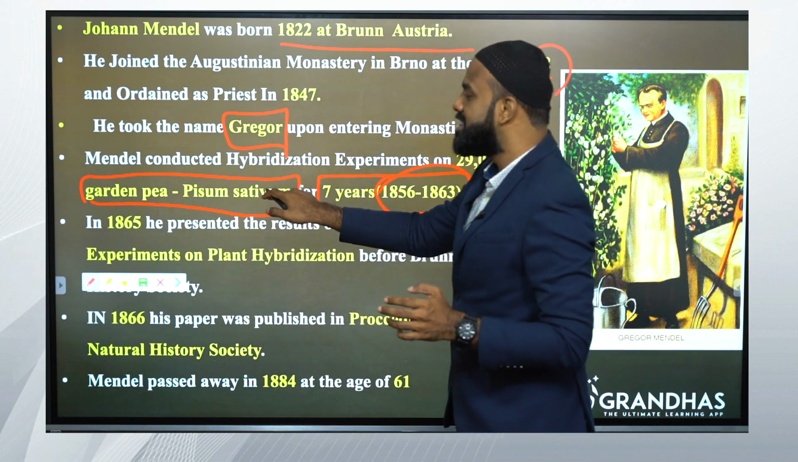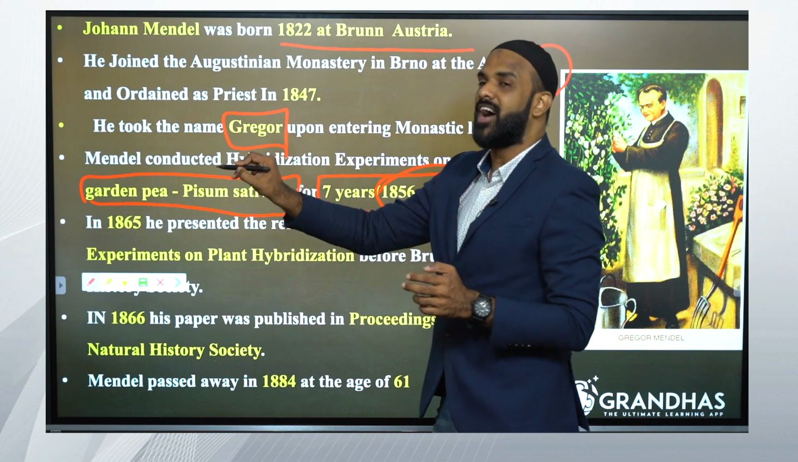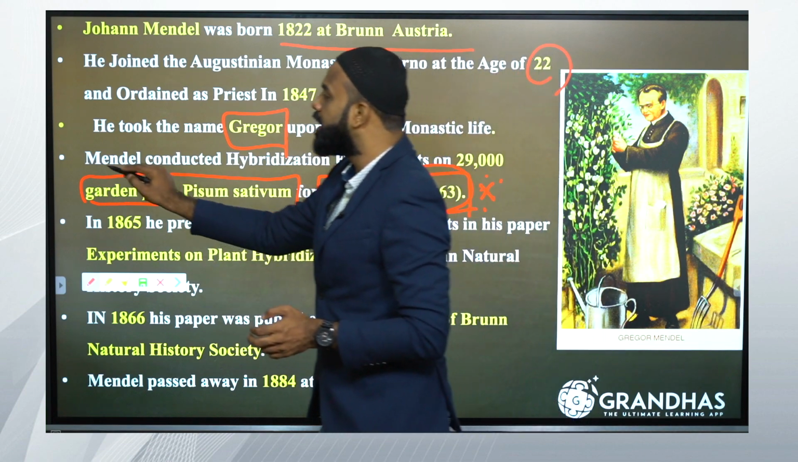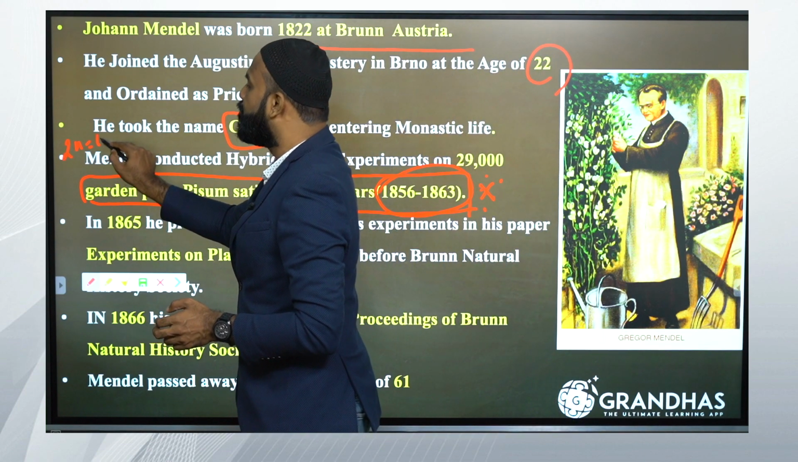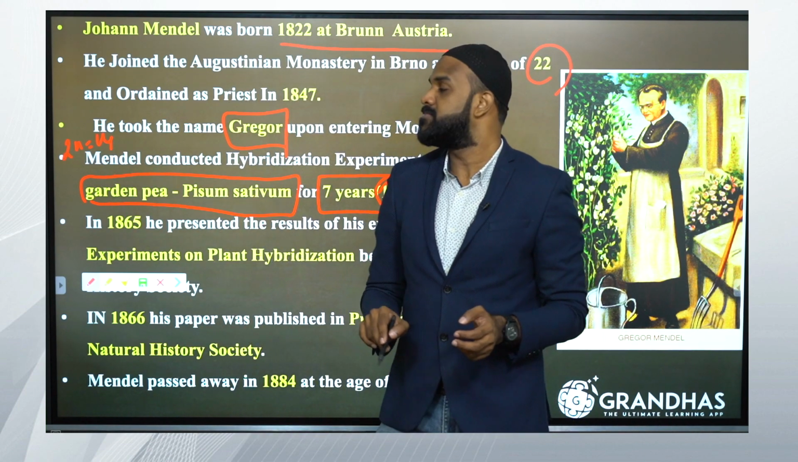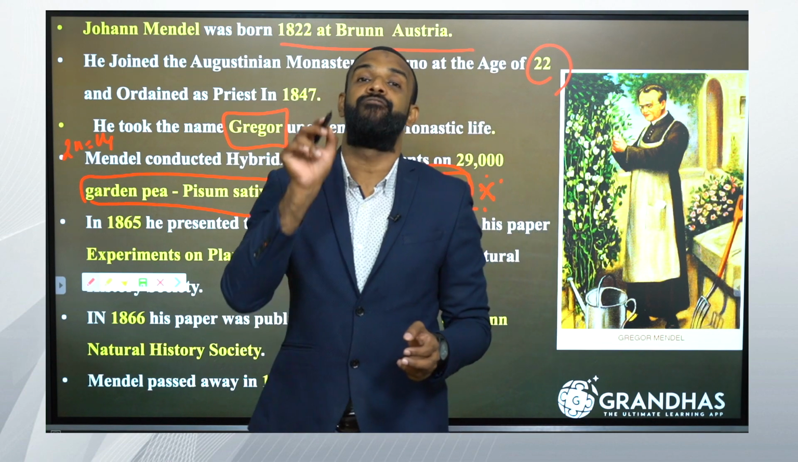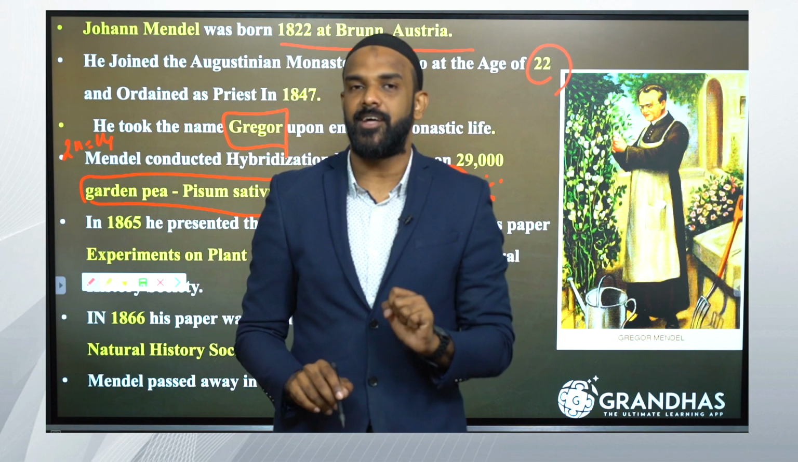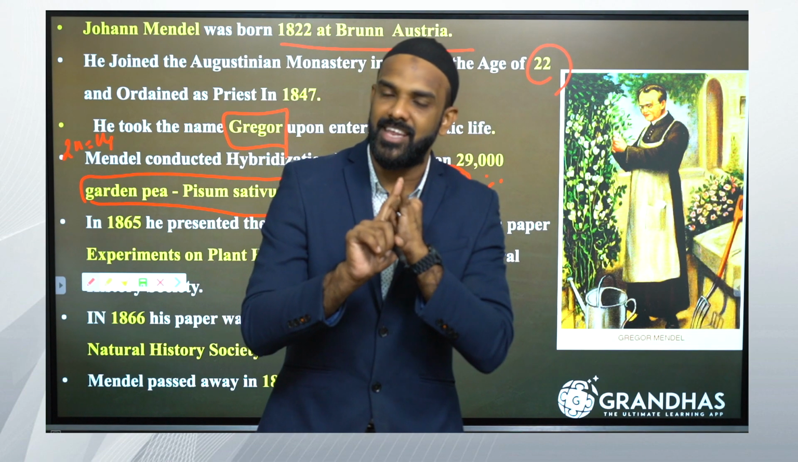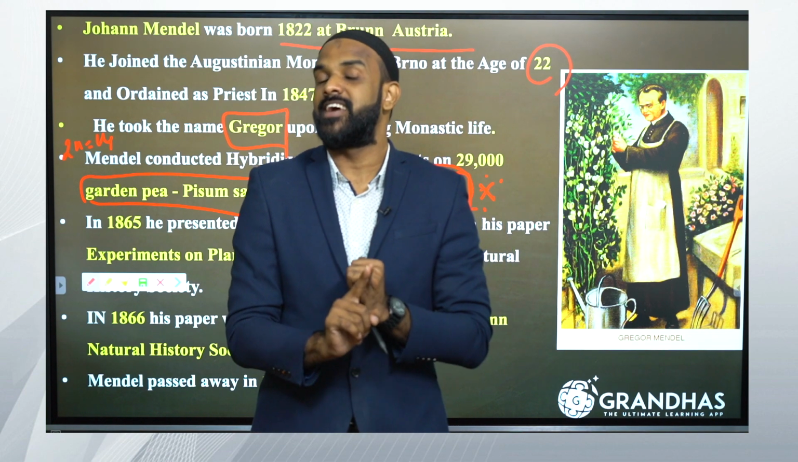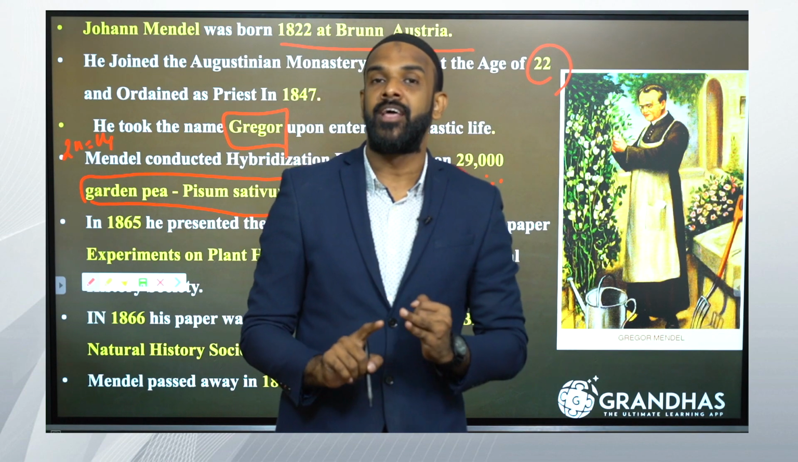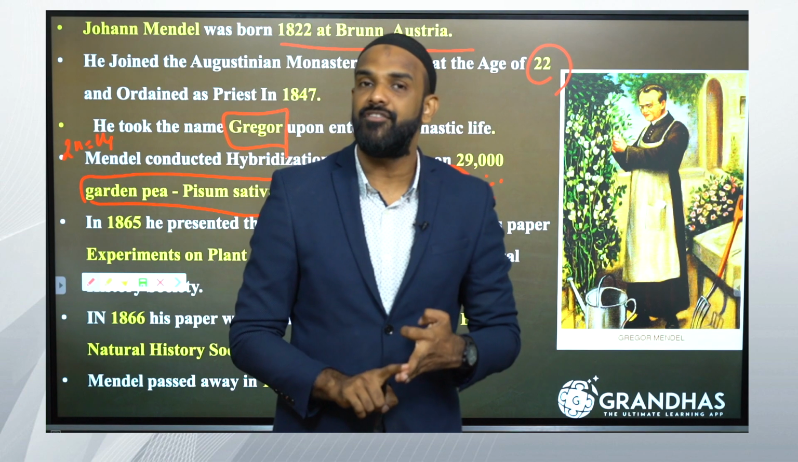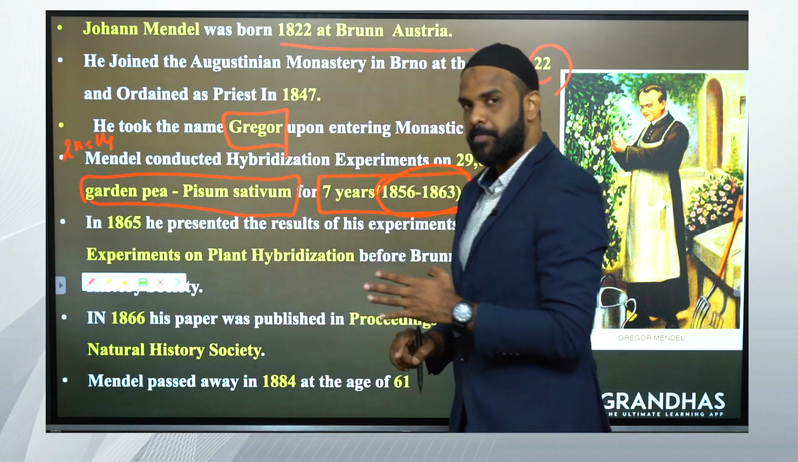So what was the material used by Mendel? It was garden pea. Scientific name, Pisum sativum. Diploid number 2n equal to 14. And Pisum sativum belongs to the family Fabaceae. So can you all remember these 4 points? What are the points? First one, what is the material? Garden pea. What is the scientific name? Pisum sativum. Diploid chromosome number 2n equal to 14 and belongs to the family Fabaceae.